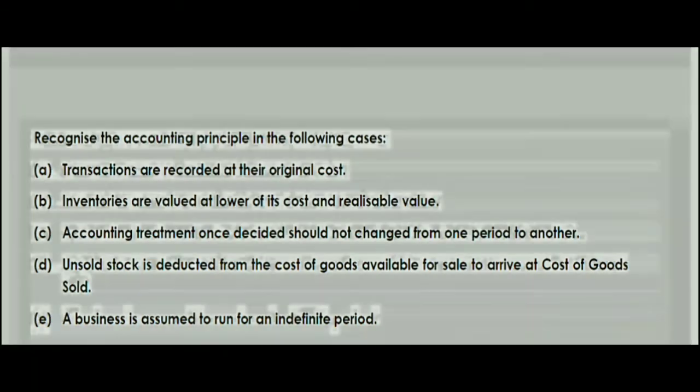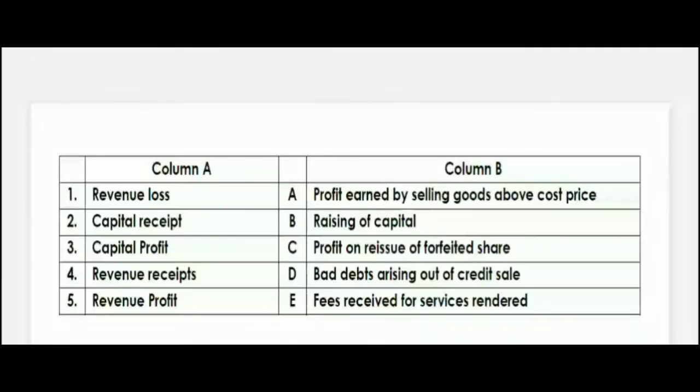Let's see the next question now. Well guys, next is the match the following type question. Column A gives: first is revenue loss, second is capital receipt, third is capital profit, fourth is revenue receipt, and fifth is revenue profit. You have to match with column B.